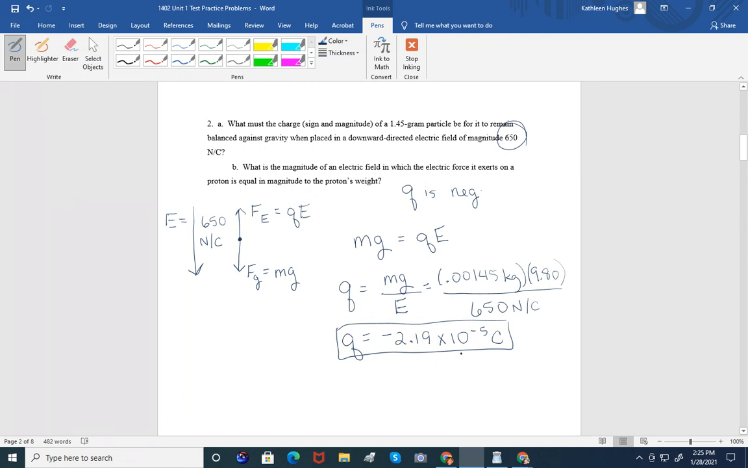The other thing we could do is write it in terms of microcoulombs. Micro is 10 to the negative 6. If I make this 10 to the negative 6, then I have to make this 10 times bigger. So that'd be negative 21.9. If I think I only have 2 significant digits, I might say this is negative 22 microcoulombs.